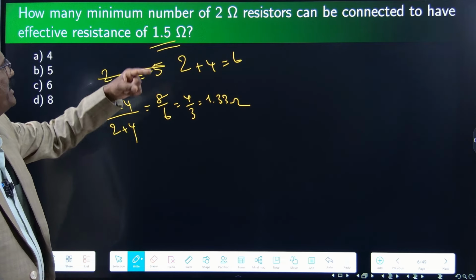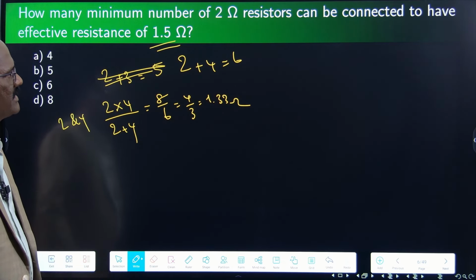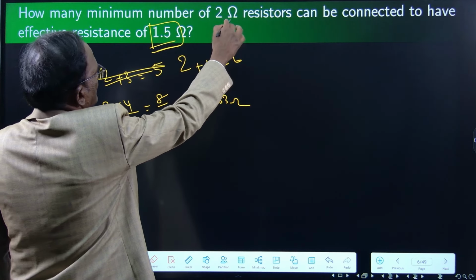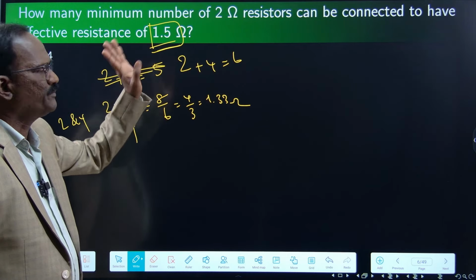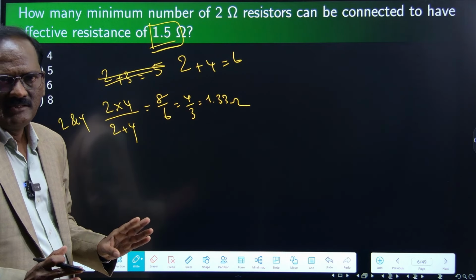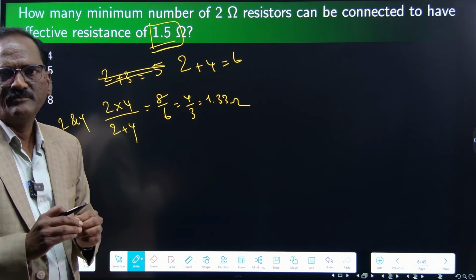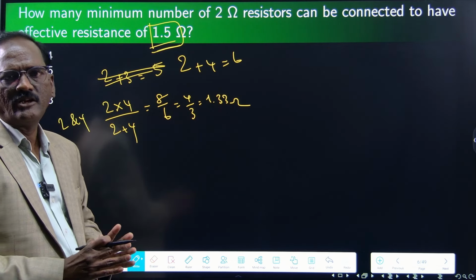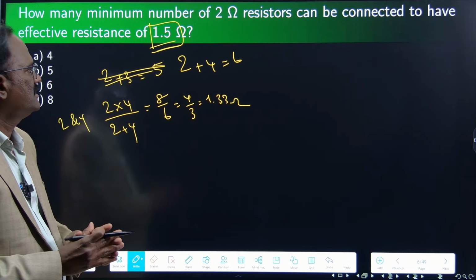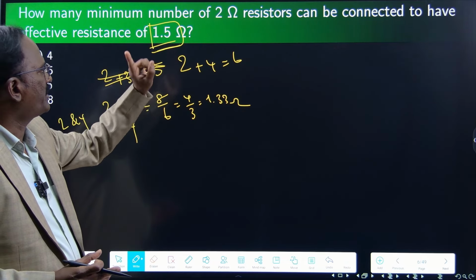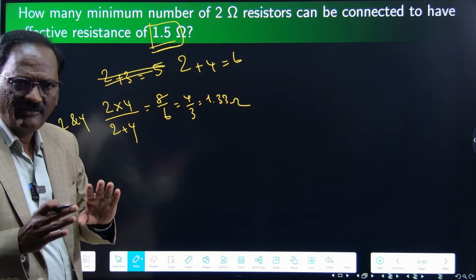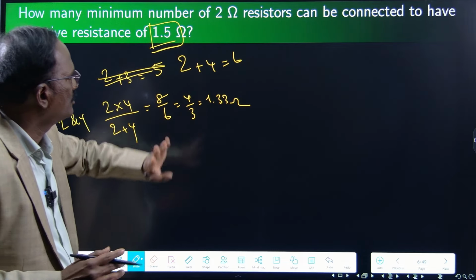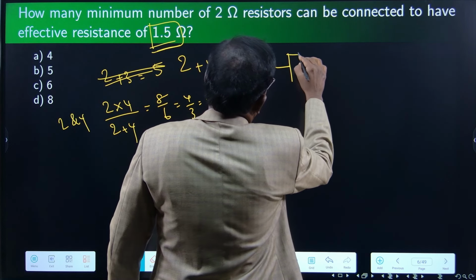Right? How many minimum number of 2 ohm resistors can be connected to have effective resistance of 1.5 ohms? We have 2 ohm resistors. 1.5 ohm we have to make. I don't have 1.5 ohms, but in my circuit I want to connect 1.5, but on my table I am having a lot of 2 ohm resistors, right? So how to make it? To make the value lesser than the original value, you have to make them in parallel, right? 2 ohm resistor, 2 ohm resistor.